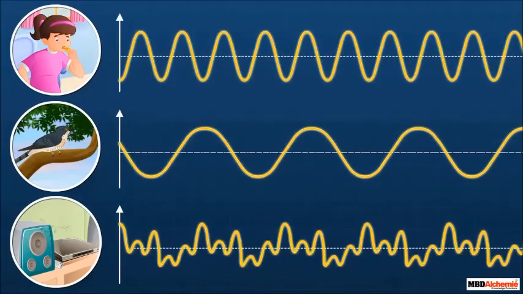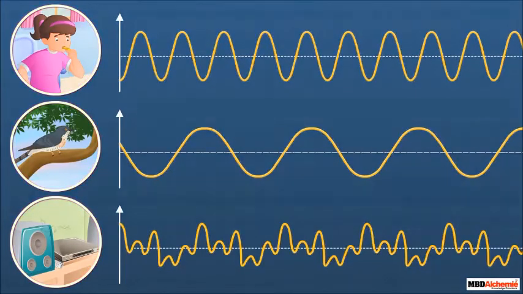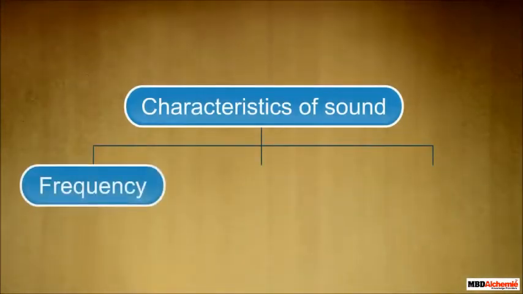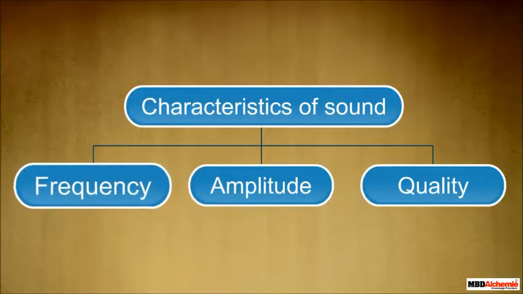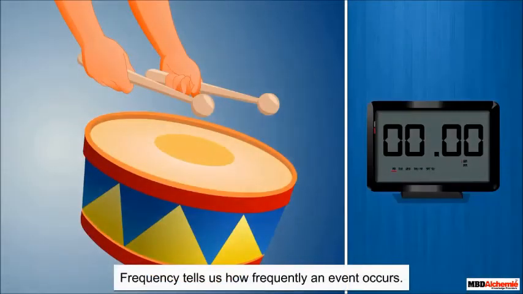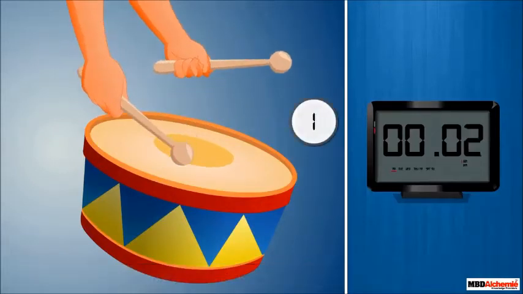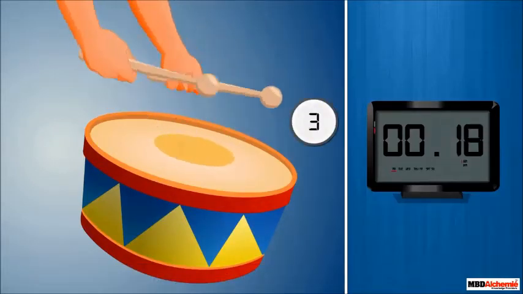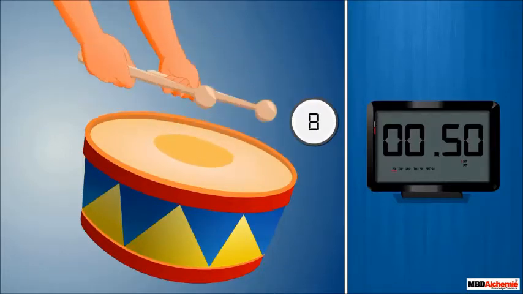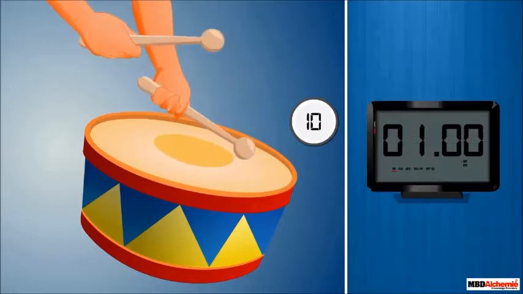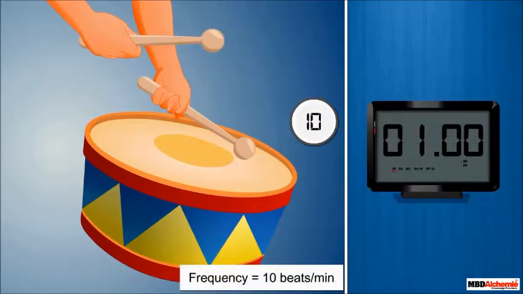Each wave has certain characteristics that make the sounds around us different from each other. These characteristics are frequency, amplitude, and quality. Let us learn about the characteristics of sound waves and their effects. Let us start with frequency. Frequency tells us how frequently an event occurs. Suppose you are beating a drum. The number of times you beat the drum per unit time is called the frequency of the drum. If we beat the drum 10 times in 1 minute, we can say that its frequency is 10 beats per minute.